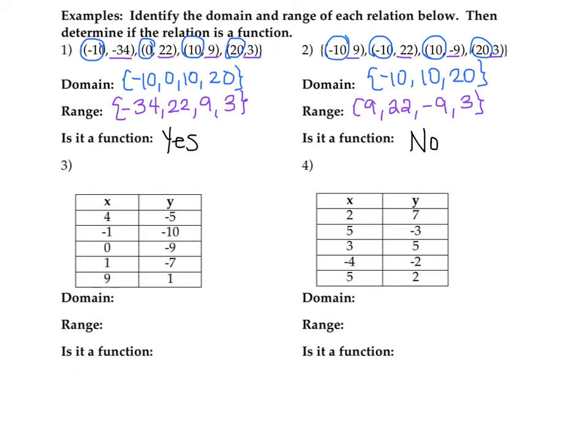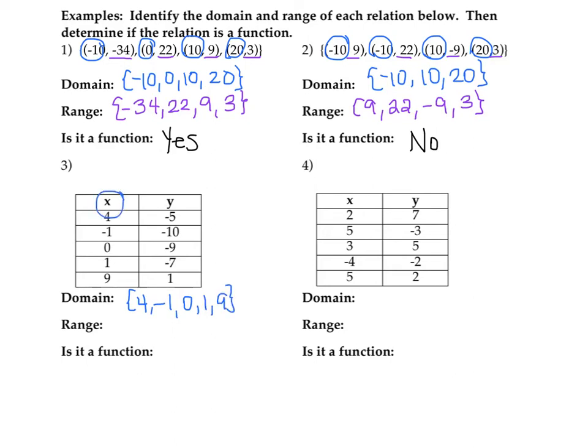Let's look at example 3. Notice we have a table now. So in our table, we want to find our domain, range, and just identify if it's a function. So if you look here, here are x values. Therefore, it's our domain. So we're going to write down our x values, which are 4, -1, 0, 1, and 9. These are your x values.